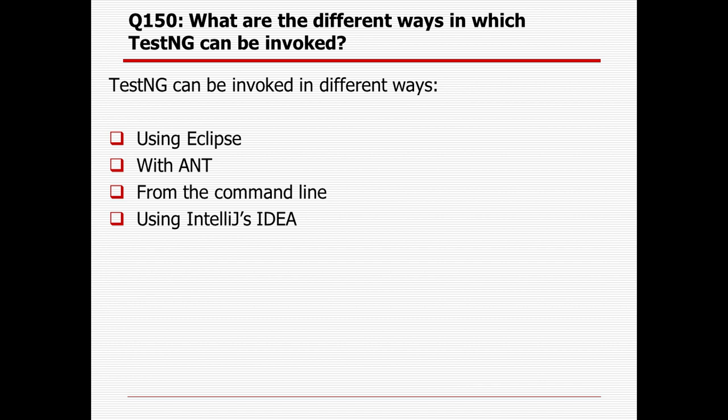What are the different ways in which TestNG can be invoked? There are a lot of ways. You can invoke TestNG using Eclipse, using ANT, using the command prompt, for example by running the command prompt in Windows, and using IntelliJ IDEA. These are the important ways you can run your TestNG XML file, or whatever classes or methods you have in any project or class.